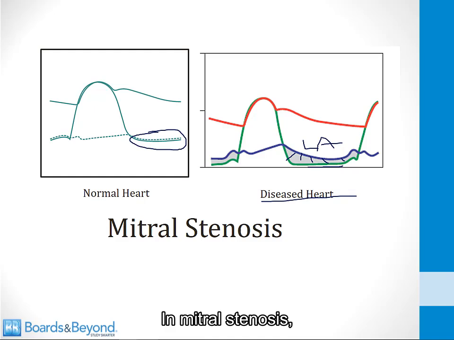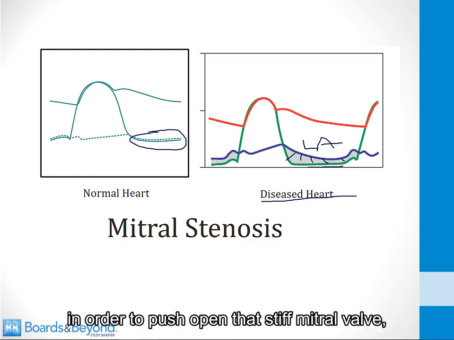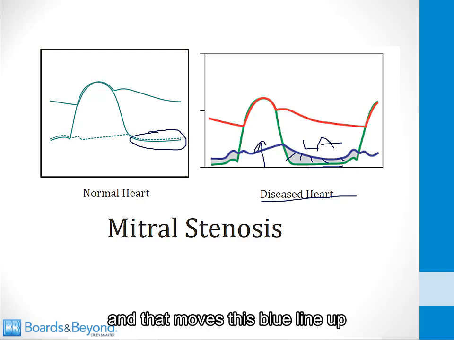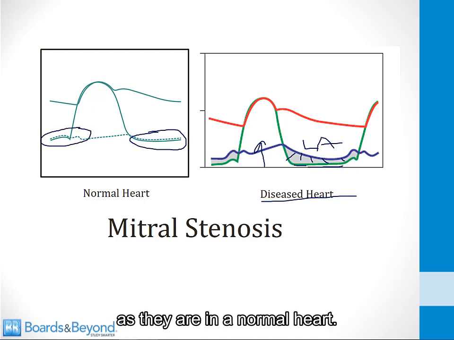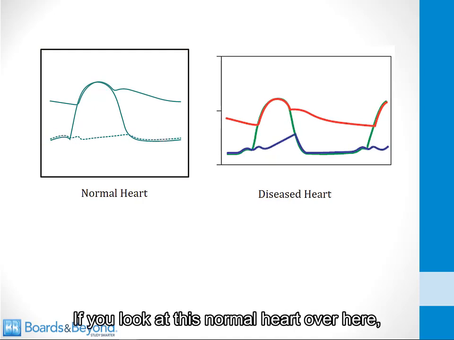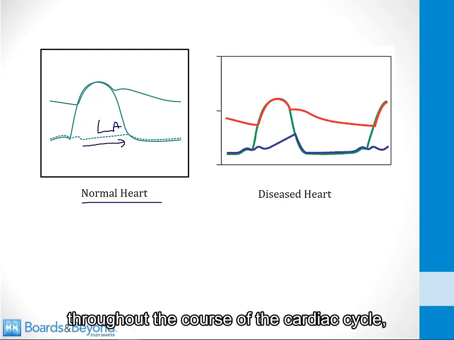In mitral stenosis, pressure in the left atrium gets very high in order to push open that stiff mitral valve, and that moves this blue line up so that it is much higher than the green line. The 2 lines are not on top of each other as they are in a normal heart. If you look at this normal heart over here, the left atrial pressure really rises only very slightly throughout the course of the cardiac cycle.